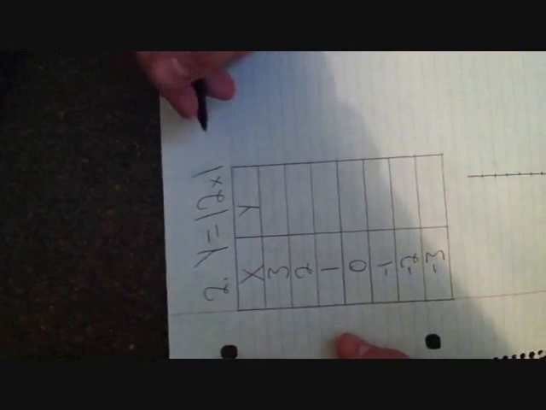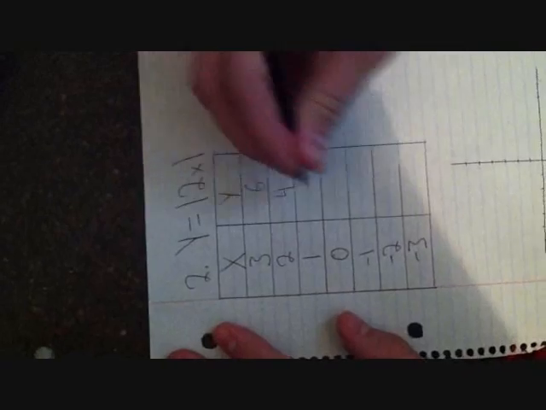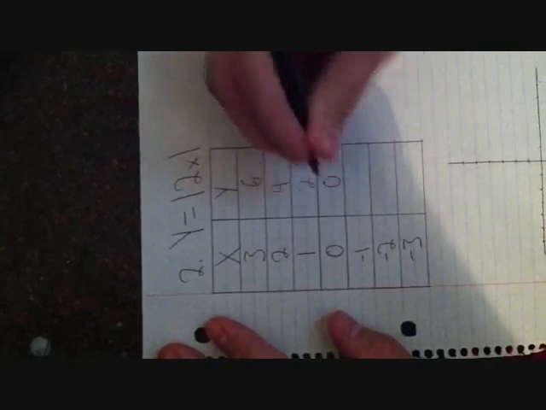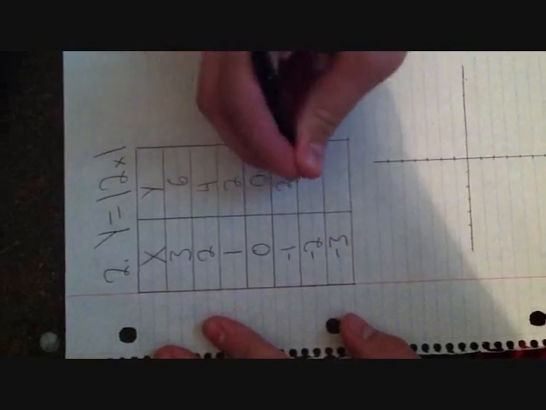So now number 2, we have y equals the absolute value of 2 times x. So we'll plug in all our values again. So 3 gives 6, 2 gives 4, 1 gives 2, 0 gives 0, negative 1 gives 2, negative 2 is going to go to 4, and negative 3 gives 6.